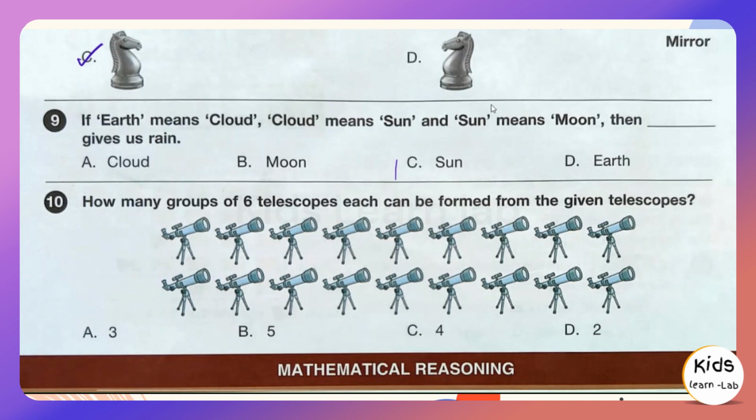Ninth question. If earth means cloud, cloud means sun, and sun means moon, then dash gives us rain. So which gives us rain, children? Cloud gives us rain. So here cloud means sun. So option C is the right answer.